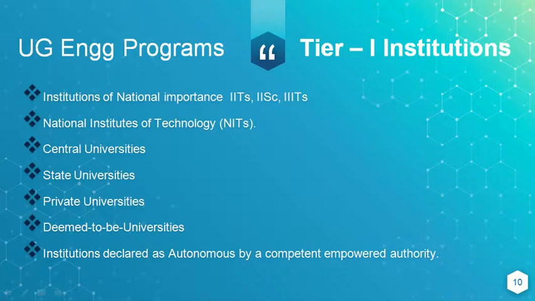When it comes to the UG engineering program, tier 1 institutions are the institutions of national importance like IITs, IIITs, and also NITs, central universities, state government universities, private universities, deemed to be universities, and the autonomous institutions. So these all come under tier 1 institutions under the UG program. For the institutions listed here, if we are going for accreditation, you have to go under UG tier 1.